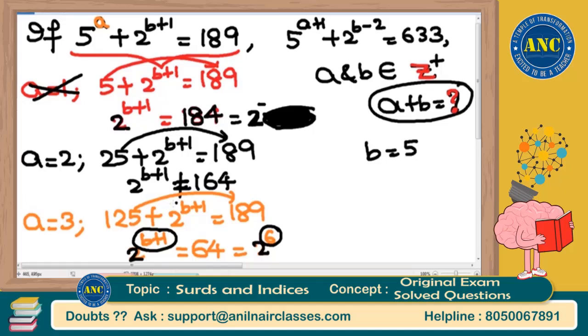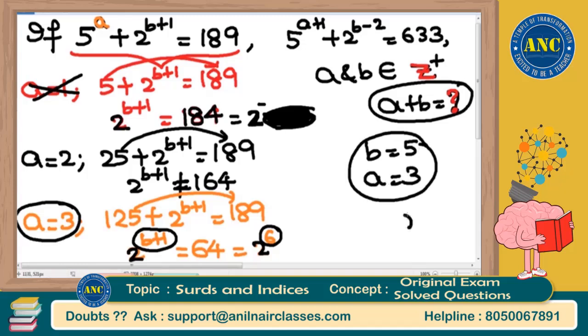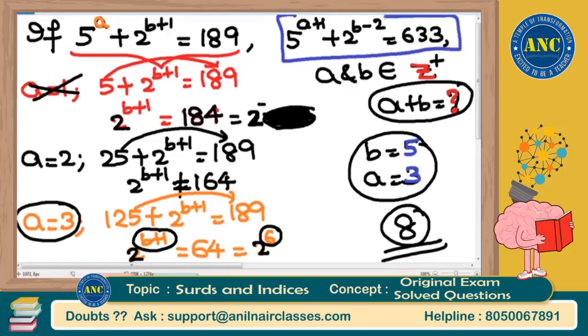Now, if b value is 5, a value you are getting is 3. A is 3, b is 5. A plus b will be 5 plus 3, 8. But before you conclude that a plus b is 5 plus 3, 8, just check these values. A is 3 and b is 5. I never used my other equation, sir. You should check whether it is satisfying or not.